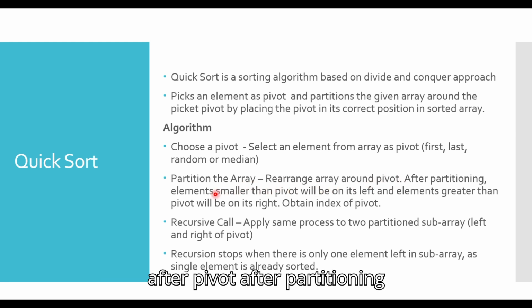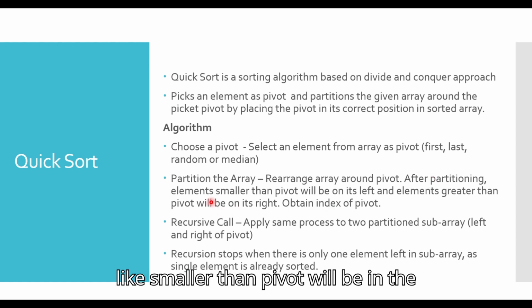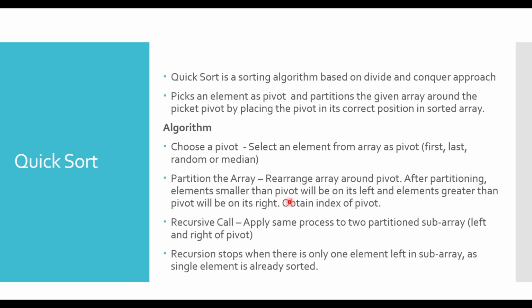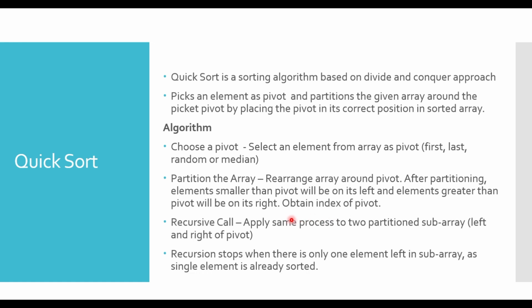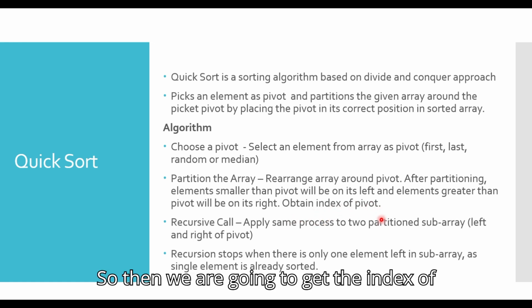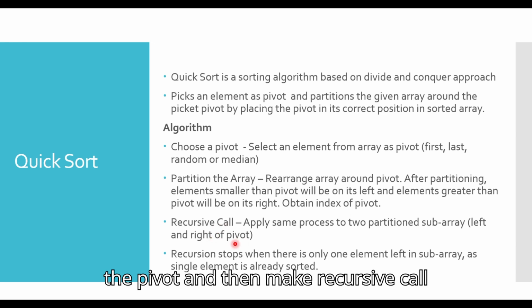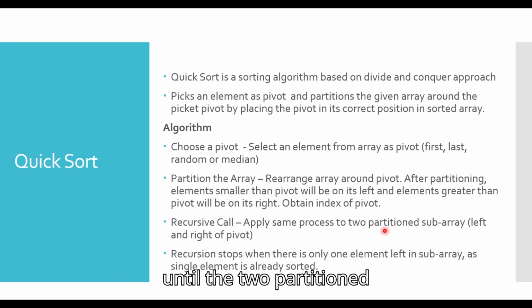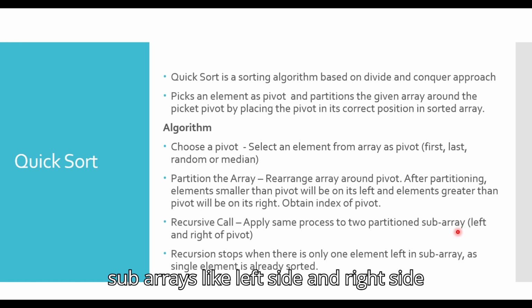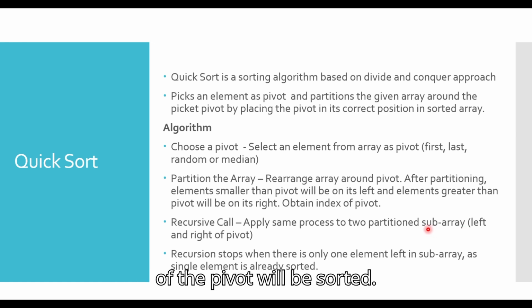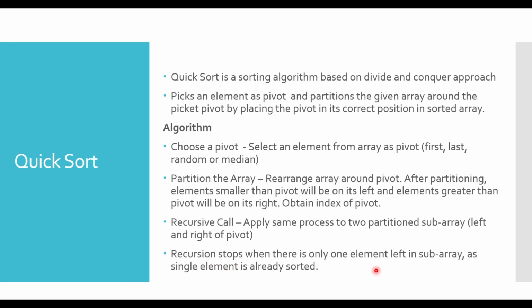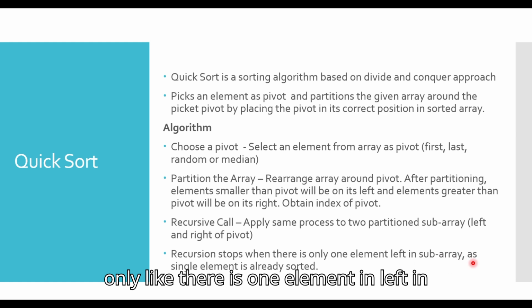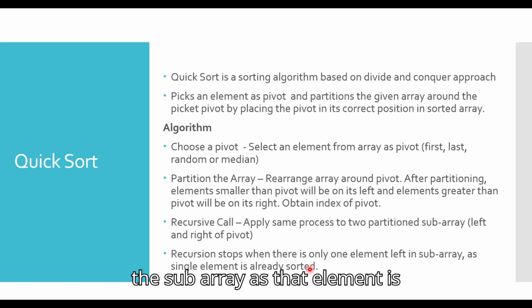After partitioning, the elements smaller than the pivot will be on the left side and elements greater than the pivot will be on the right side. Then we get the index of the pivot and make recursive calls until the two partitioned subarrays, the left side and right side of the pivot, are sorted. The recursion stops only when there is one element left in the subarray, as that element is already sorted.